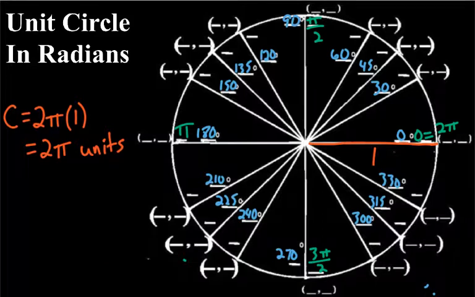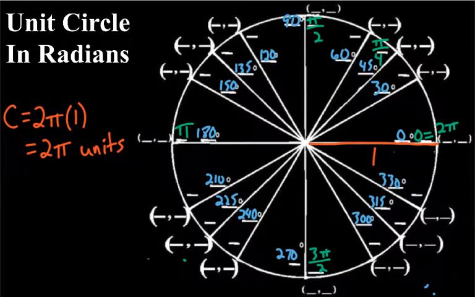And we can continue thinking about the unit circle in this way. Half of a quarter, so coming up here to 45 degrees, half of pi over 2 is pi over 4. So 45 degrees is pi over 4 radians.